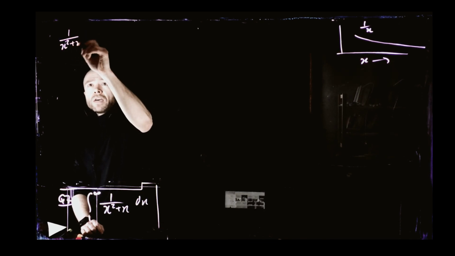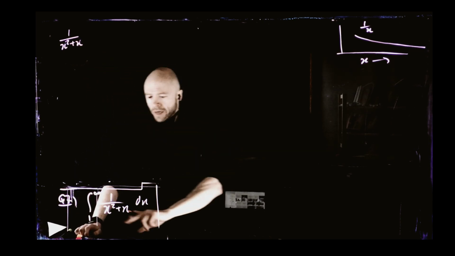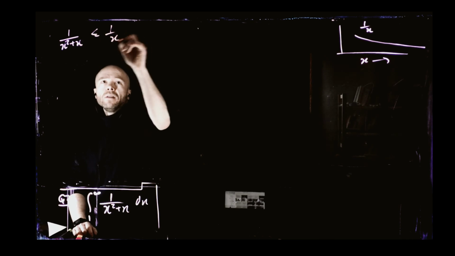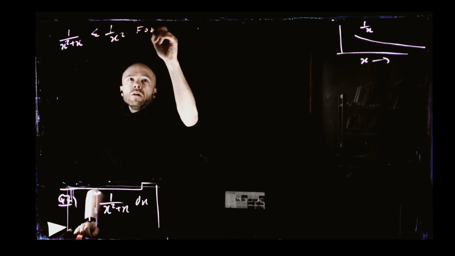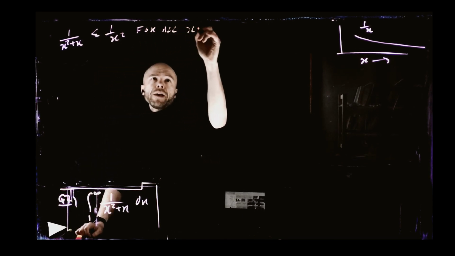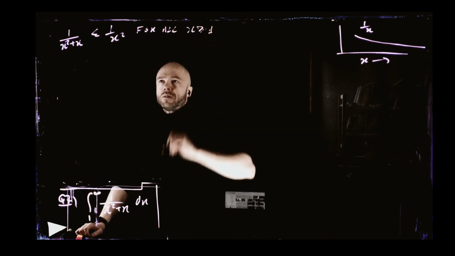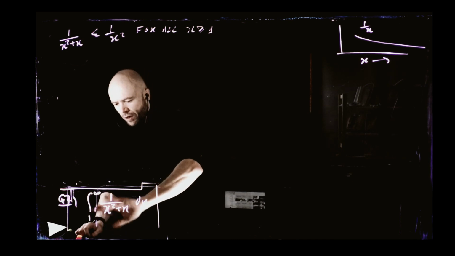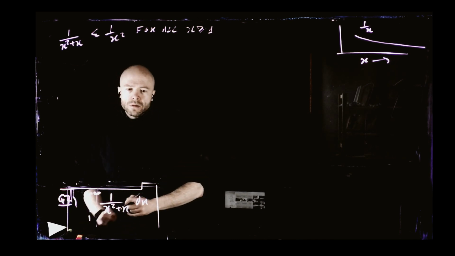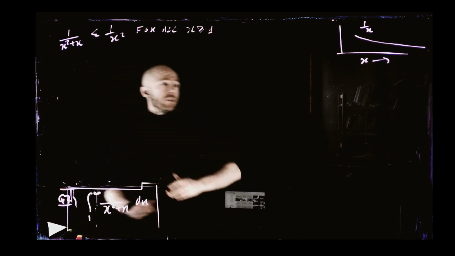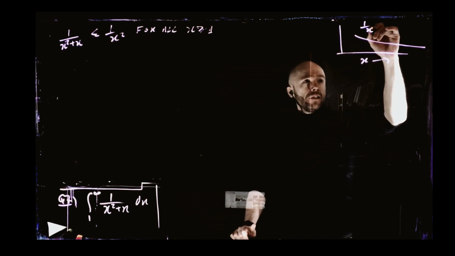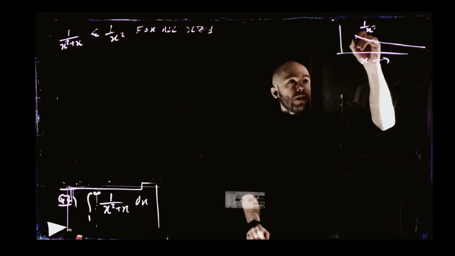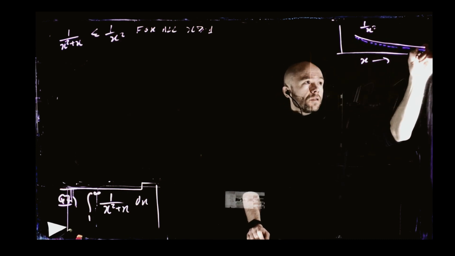What can we compare this guy to? For all x, 1 over x squared, right? This thing is less than 1 over x squared for all x bigger than or equal to 1. In fact, for all x bigger than or equal to 0, but we're only interested from 1 to infinity. So this guy is going to 0 underneath the graph of this guy. So it's going fast enough.